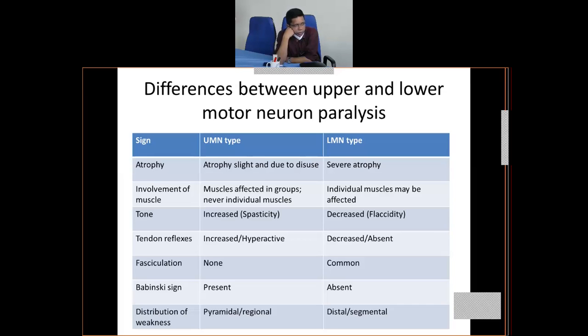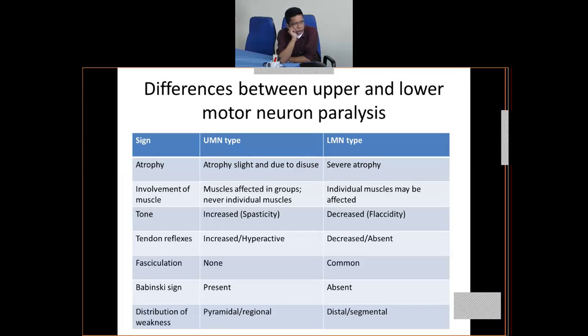But the most important part is the tone. If we see the tone of the muscles, in upper motor neuron lesions you'll get increased tone, also known as spasticity. In lower motor neuron lesions, you'll get decreased tone, known as flaccidity. And if you look at the deep tendon reflexes, in upper motor neuron lesions all the deep tendon reflexes will be exaggerated, whereas in lower motor neuron lesions, reflexes will be absent.